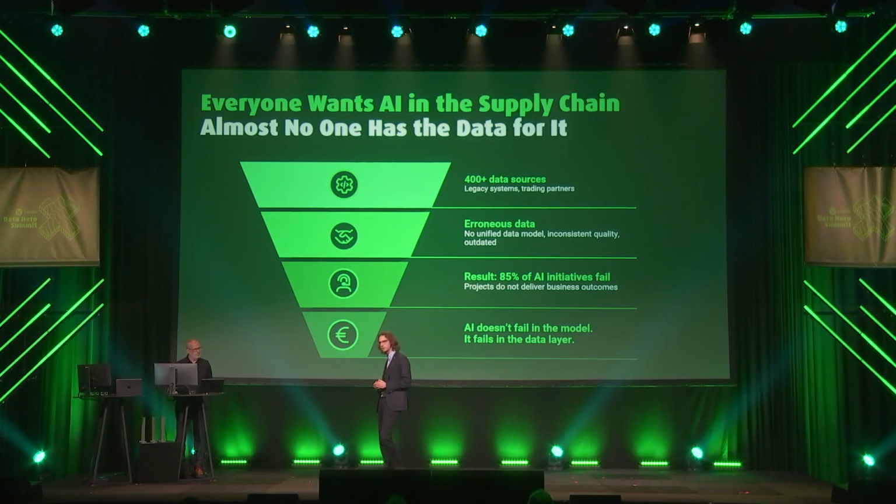And all of those things are challenges which lead to one result. And Tim already mentioned it. The result is that 85% of AI initiatives which are being deployed today are failing. And that's a staggering number. That's millions and millions of euros wasted. And the reason is not that the AI is bad or that the models are broken, not at all. The problem is that just like humans, AI cannot act on what it cannot see.